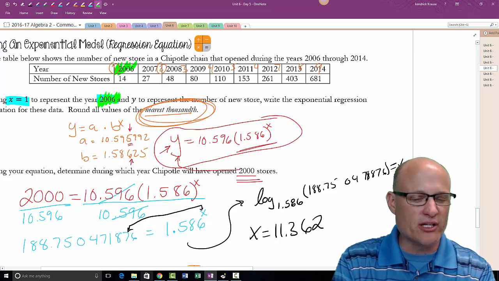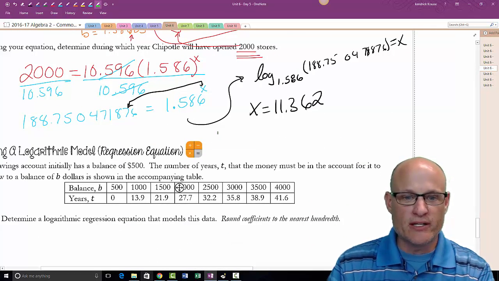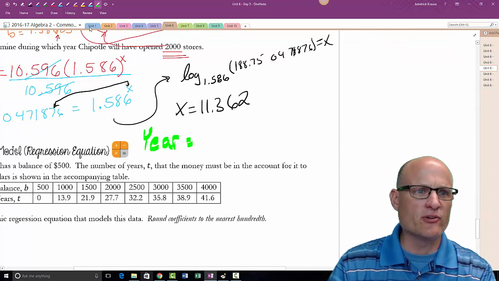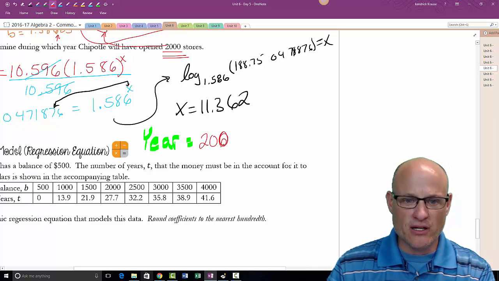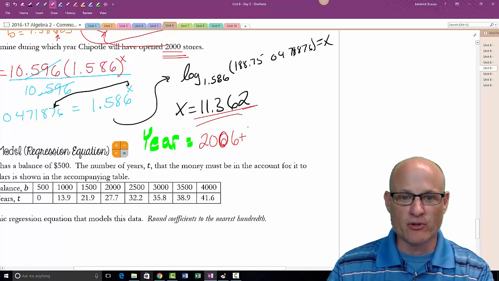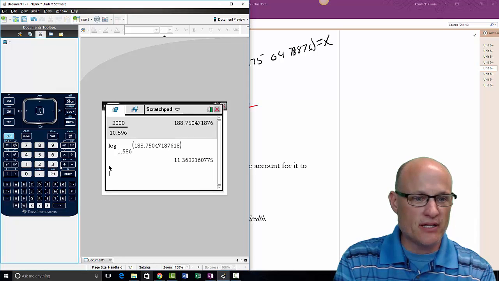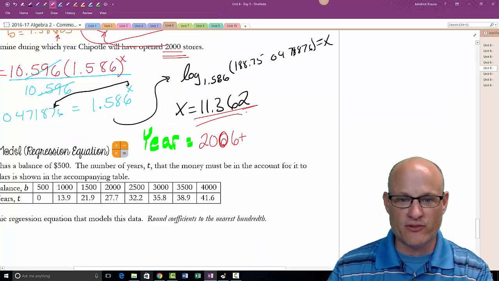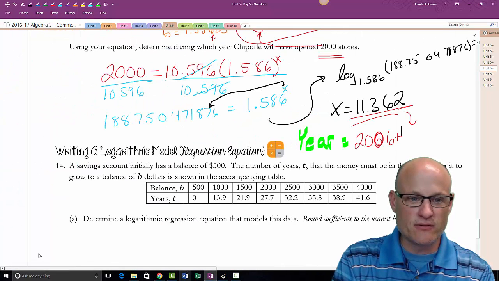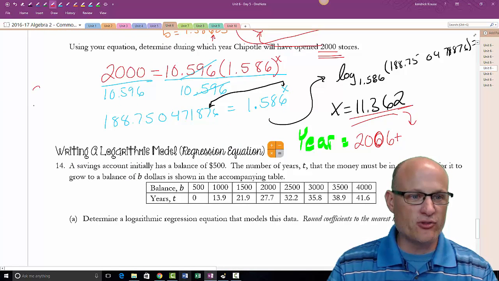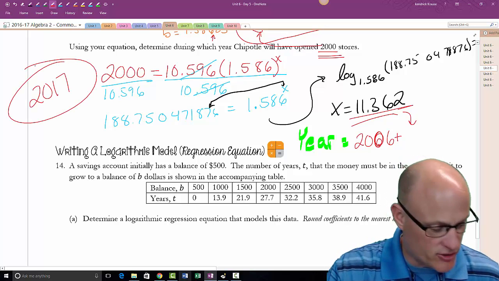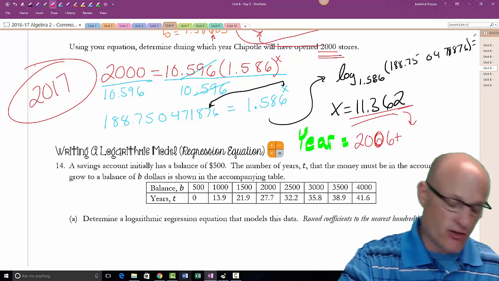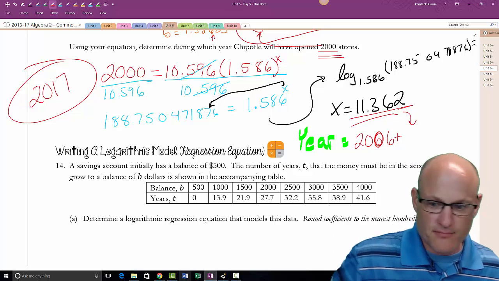Now, 1 represented the year 2006. So if 1 represents the year 2006, in order to figure out what year we're in, the year is going to be 2006 plus that number. So we're going to just take it and add 2006. And I get 2017.36. So the final answer is 2017. So sometime during the year 2017, we will get there. All right, I'll be right back.